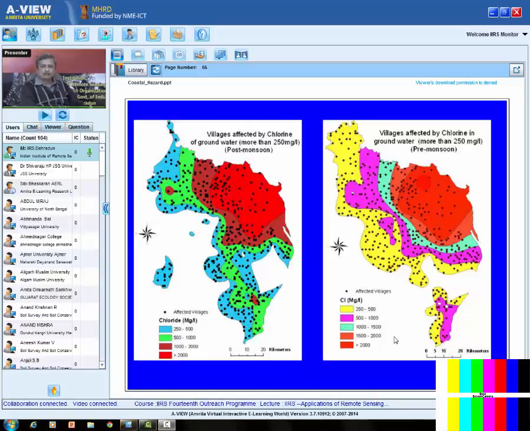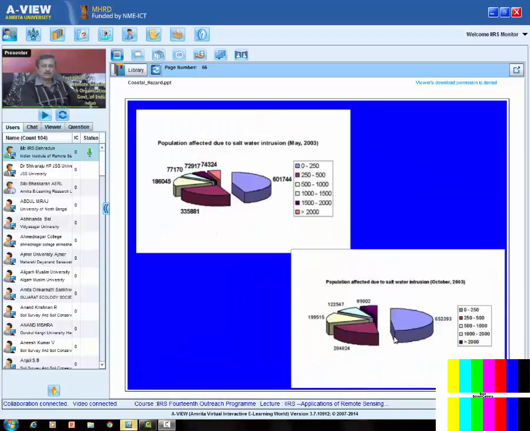And we know the population. Then you can find out how much population, how many total people are covered under this greater than 250 mg per liter chloride content. Those kinds of analysis you can do. So you can generate some pie charts of the population affected due to saltwater intrusion in May 2003. This was the total population within this range of chloride content. And October 2003 is the post-monsoon. You can find it out.